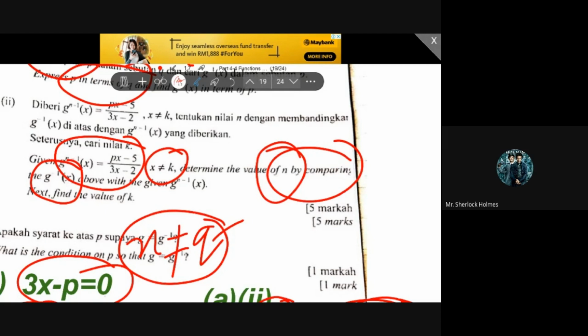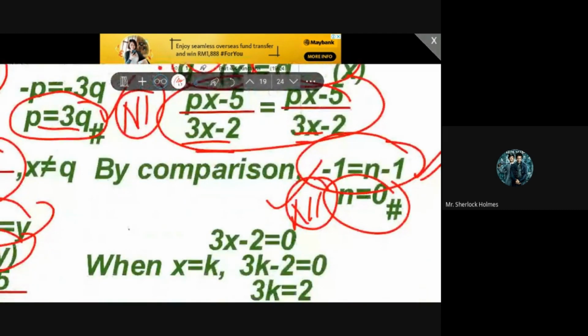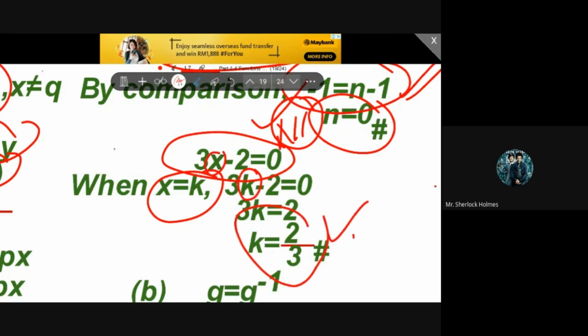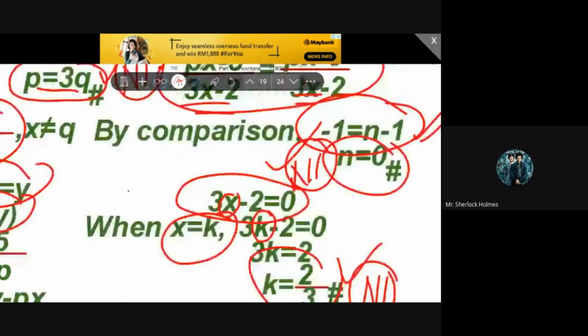2/3. Oh, you give answer straight away. Yeah, bagus, correct. Yeah, it's good. Means you understand lah K value tu apa. So, kamu kena buat 3x tolak 2 sama dengan kosong. So, ini akan menyebabkan fungsi jadi tak tertakrif. Makes the function undefined. So, kamu kena buat x sama dengan k. So, kamu gantikan saja x dengan k. So, kamu boleh cari k sama dengan 2/3. Satu markah juga ke sini. So, that's how you solve lah.